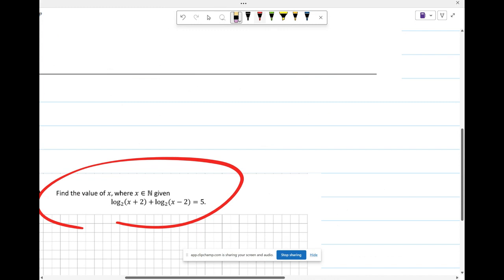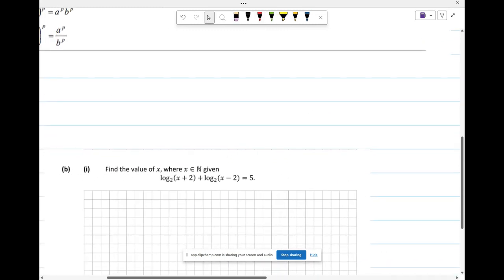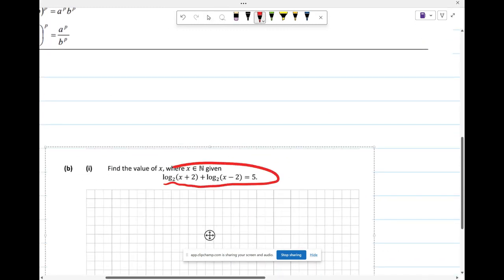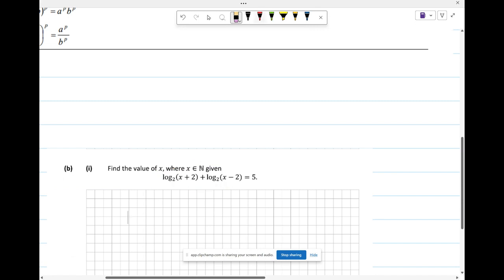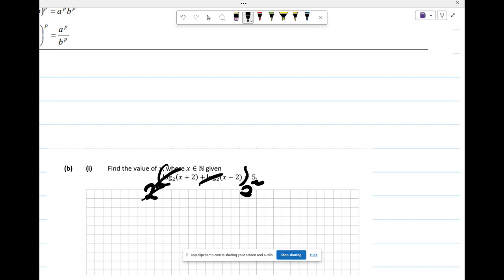It says, find the value of x where x is a natural number, given log 2 of x plus 2 plus log 2 of x minus 2 is equal to 5. We know that the opposite of log is raising everything to the 2, but the problem is that we have this plus in the way. If we raise both sides to the 2, we don't know whether we can just cancel both of these logs. We know raising 2 to the power is the opposite of one log. We don't know if it's the opposite of two.